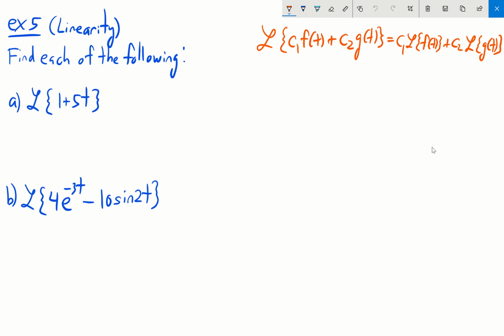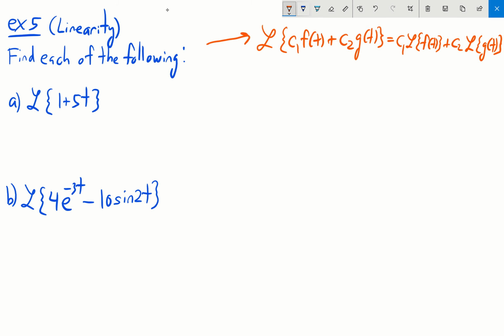Let's now go ahead and take a look at example 5. In example 5, we're asked to find the Laplace transforms of the following two functions. However, we don't need to reinvent the wheel and go back and solve them from scratch using the definition of the Laplace transform. What we can actually do is use some of the previous results that we just found, along with the linearity of the Laplace transform.